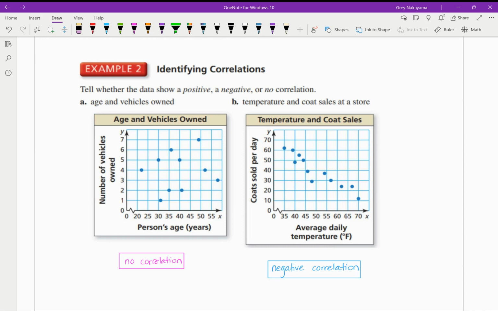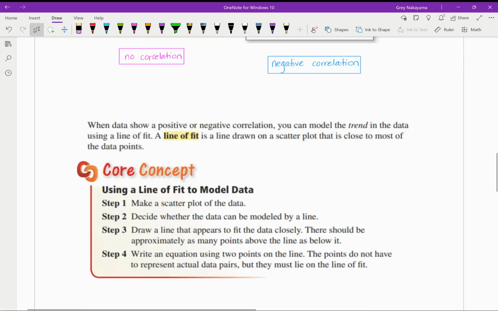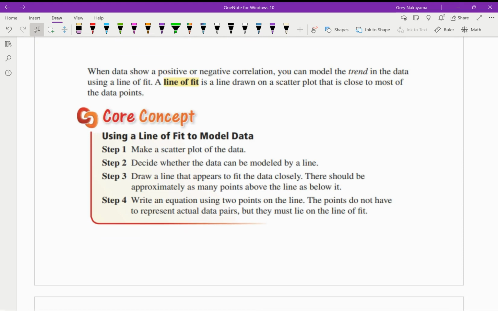The next thing that we do when we have scatter plots and we identify what kind of correlation they have, then we try to draw a line of fit and write an equation of it, okay? That's, of course, only if it's going to have a positive or negative correlation. So our steps: you make a scatter plot of the data, you decide whether the data can be modeled by a line, draw a line that appears to fit the data closely, and, as I think you've discussed, there should be approximately as many points above and below the line. Then write an equation using 2 points on the line. The points do not have to represent actual data pairs, but they have to lie on the line.